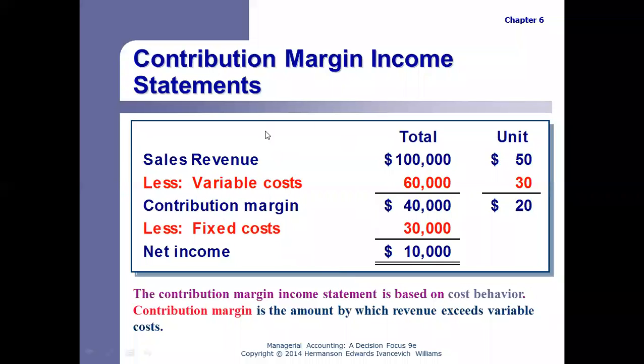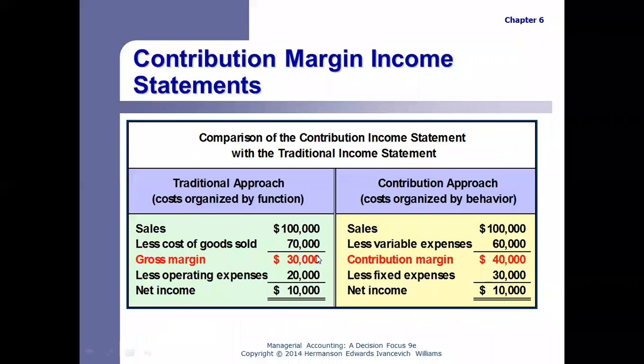We're going to be using this contribution margin format of income statement in this chapter to look at those managerial decisions. Here you can see the comparison of the contribution margin approach on the right hand side and the traditional income statement on the left hand side. Again, the traditional is sales less your cost of goods sold equals gross margin, and then you subtract operating expenses to get net income. Notice it's the same net income because it's the same information, just structured differently.